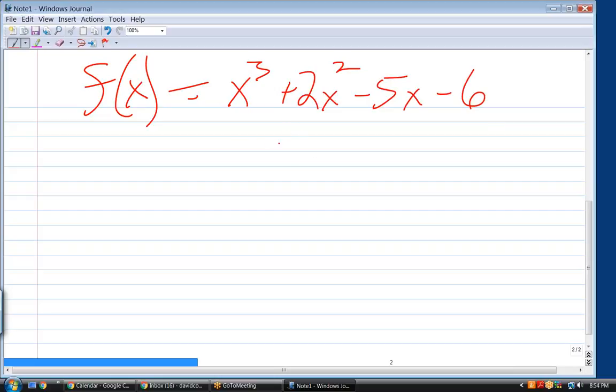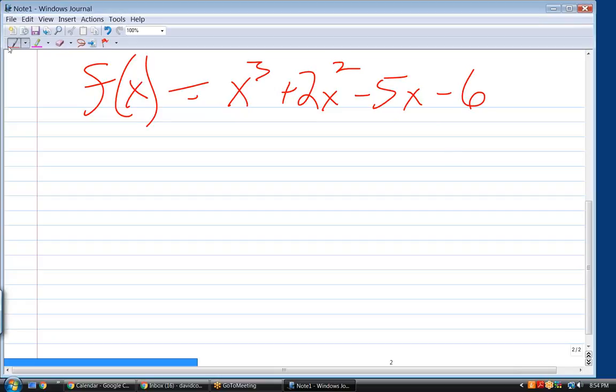I'm looking at it, it doesn't lend itself to grouping. For something to lend itself to grouping, the ratio of that to that coefficient has to be the same as the ratio of that to that coefficient. In other words, it would have to be a 2-to-1 ratio. It's not. So I can eliminate grouping as a possible way to find a factor.